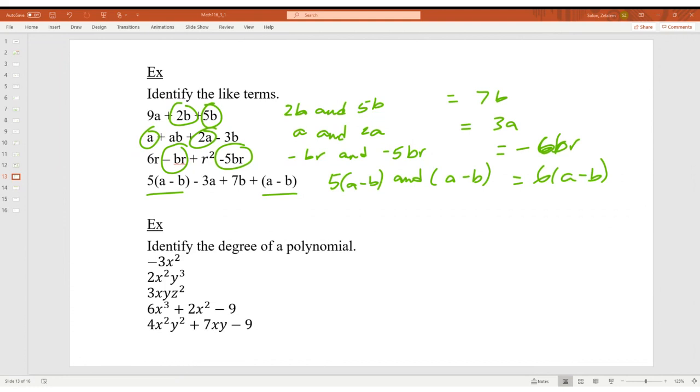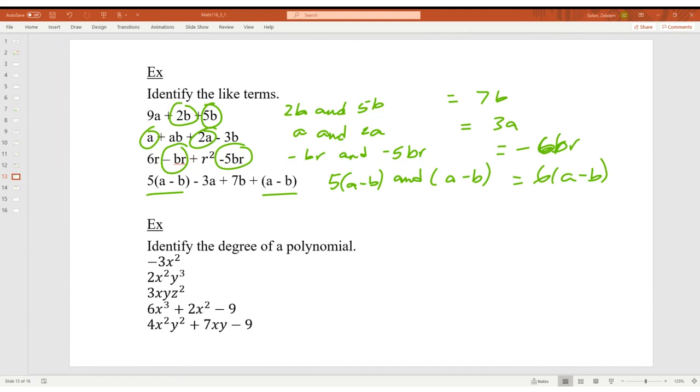Is it clear now? If you distribute A and B, the expression will be totally different. So before we distribute, 5A minus B is the same as A minus B, or technically 1A minus B. Okay, now let's go to the next one.